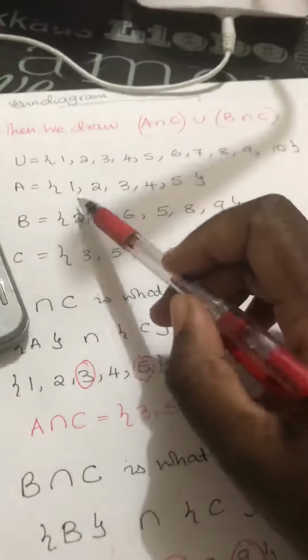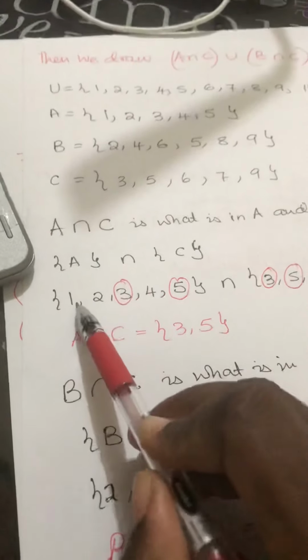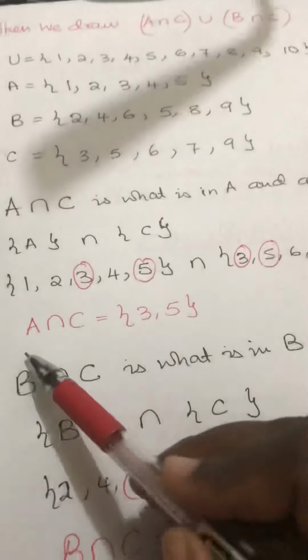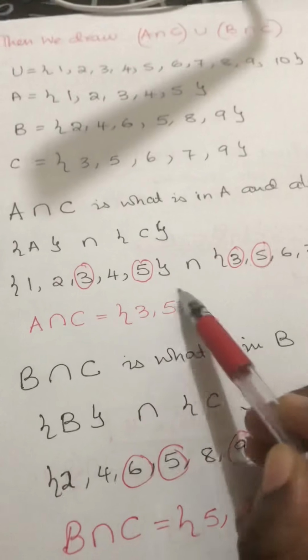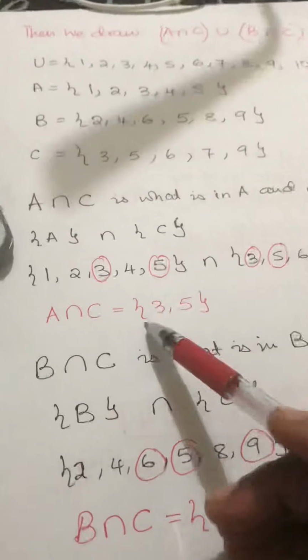This is our universal set, our A, our B, our C. A intersection C is what is in A and, sorry, what is in A and also what is in C. So I wrote it like this. I wrote my A, I wrote my C, I circled. A intersection C is this. 3 and 5 are both in A and C.